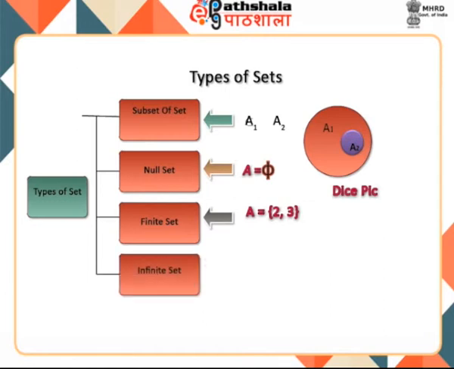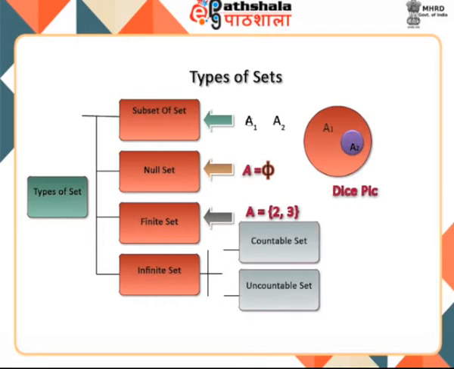Infinite sets are those sets that have infinitely many elements. They could be of two types, countable and uncountable. An infinite set A is countable if there is a one-to-one correspondence between the elements of the set and the set of natural numbers 1, 2, 3, and so on. Examples could include the sets of positive integers, odd integers, prime numbers, etc.